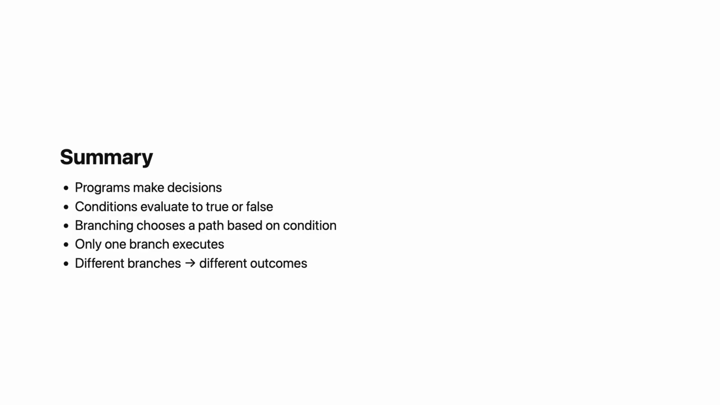Different branches contain different instructions. Different instructions cause different state changes. Different state changes lead to different outcomes. Branching allows programs to respond to different situations differently. It is what makes programs flexible and powerful. Decisions and branches. This is how programs choose.